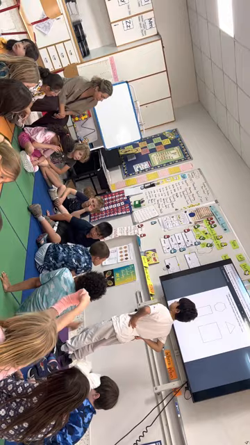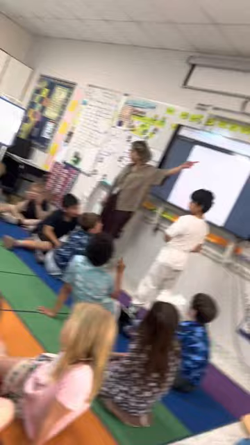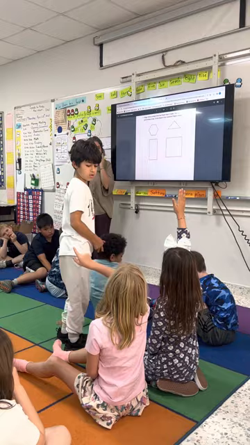Could it be this one? This shape? What is this shape, everybody? Hexagon. Would it be the hexagon? No. Why? Because it has more than three sides. Thank you for not blurting.